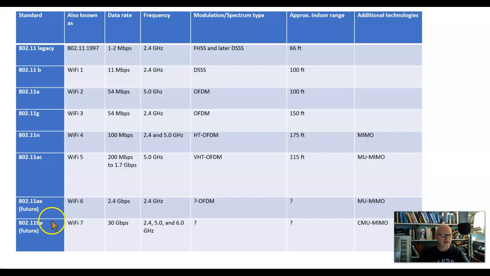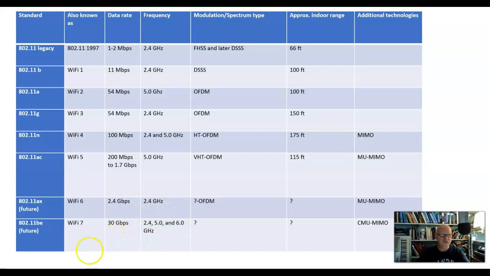And then finally after that we expect BE, 30 gigabits per second. That will be Wi-Fi 7. I don't know that we'll actually ever achieve that. Right now it's iffy. That's their target, but it's iffy whether or not they can pull it off.